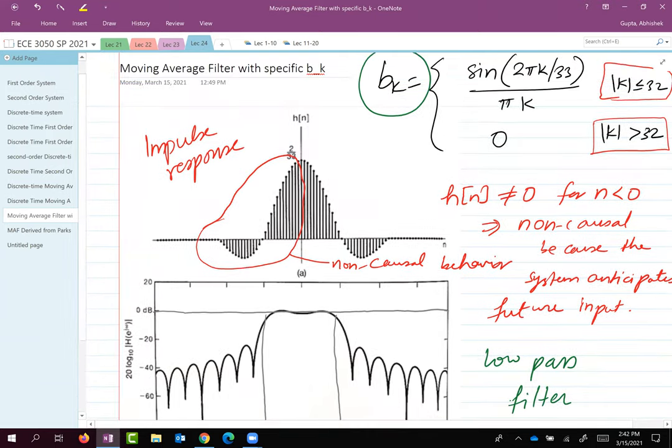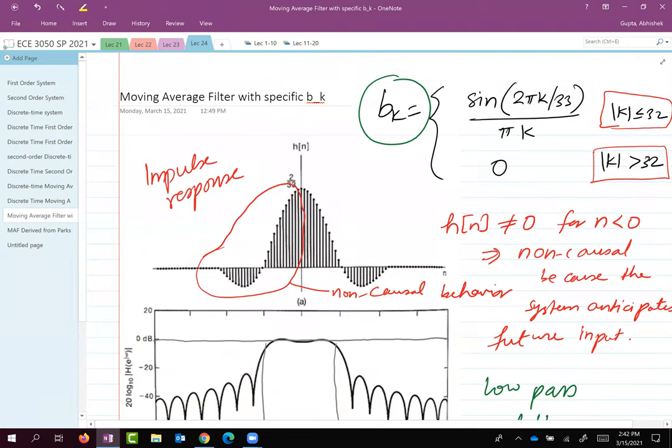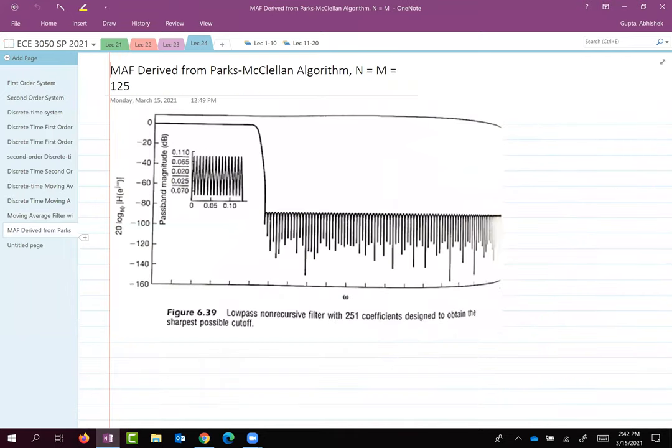Now, this opens up a whole new chapter because I can pick BK according to some other fashion and get a completely different low pass filtering behavior. There's something called the Parks-McClellan algorithm. I don't quite know what this algorithm is, but I'm sure you can find a lot of resources online for it. For n equals 125, it's a very long filter. This algorithm spits out the values of BK for k going from minus 125 all the way to plus 125.